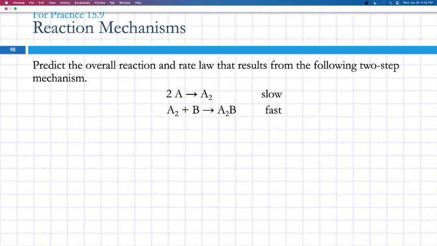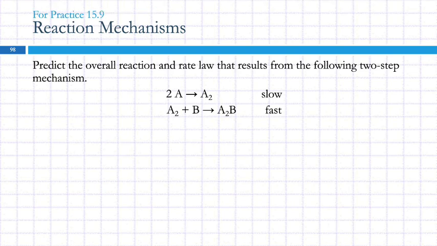Predict the overall reaction and rate law that results from the following two-step mechanism. Well, the easier part is the overall reaction. How do we find that? Cross out the products. Yeah, we're going to add these together and cross out things that are the same on both sides. And those will be the intermediates. They get formed and then destroyed. So here, the A2 is an intermediate.